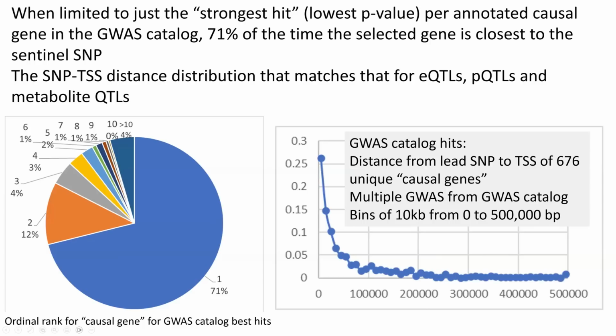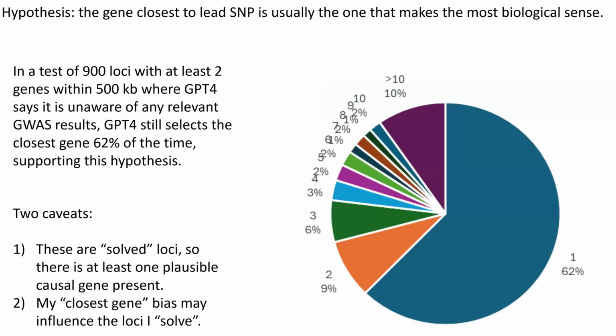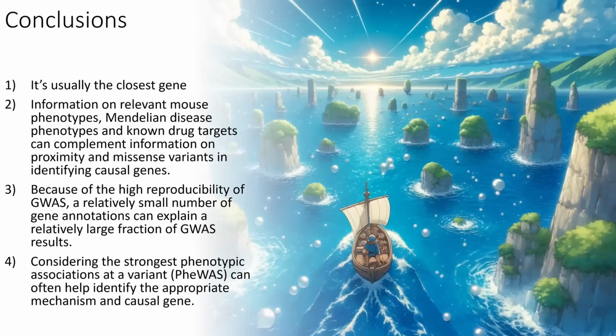I'm going to skip this. I'll show you this picture just because I love this picture. I'm going to skip this whole thing about using AI, but to say that I think the gene closest to the lead SNP usually is the one that makes the most biological sense. I'm going to skip this story, even though it's a fun story. But come back to, here we go. I'm going to close on this, 1 minute to spare.